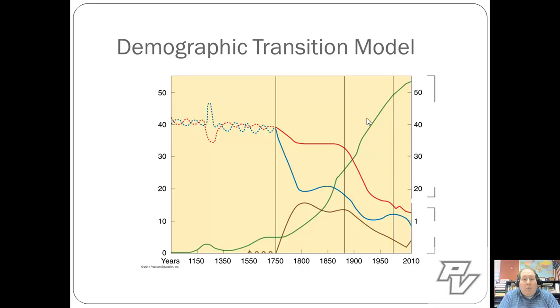If you look at the red line at the top during stage 1, remember that the red line is our birth rate, the blue line is our death rate, and that eventually, as we move through the different stages, you'll start to see the red lines and the blue lines come closer together near stage 4. The green line is our population itself, and you'll see how much population grows throughout stages 2 and 3. And then the last line, which looks kind of orangish.